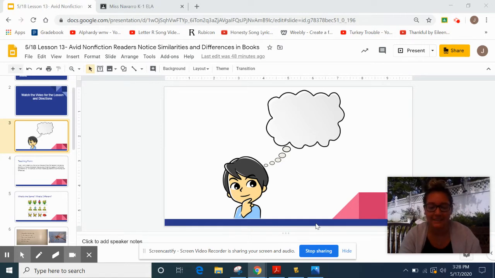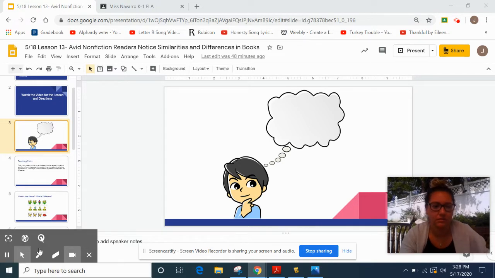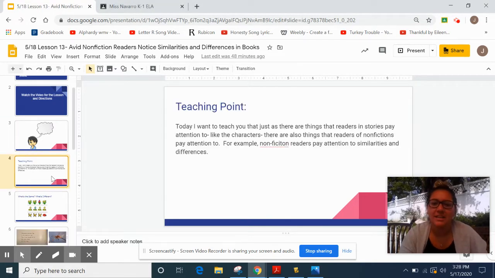Wow, those are some amazing facts. I want to teach you one more thing that avid nonfiction readers do. Today I want to teach you that just as there are things that readers in stories pay attention to, like the characters and the setting, there are also things that readers of nonfiction books pay attention to. For example, nonfiction readers pay attention to similarities and differences.